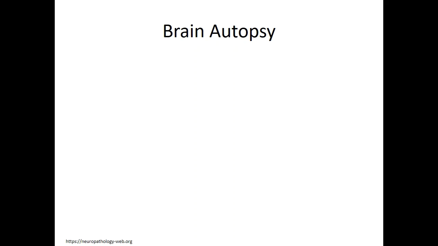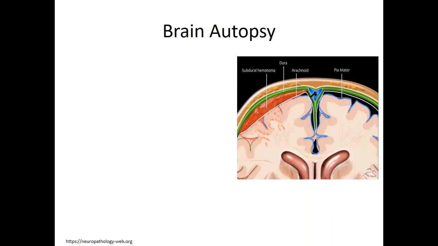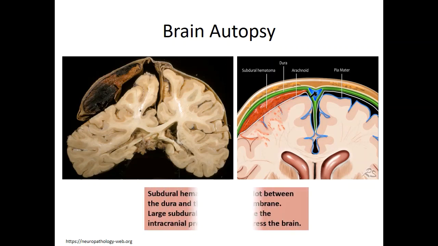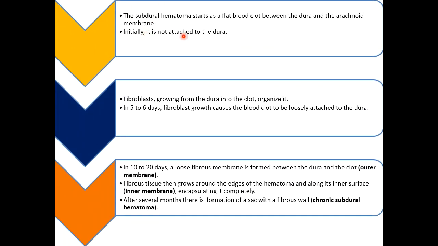Now, if we come to the brain autopsy findings, we find that this is a characteristic diagrammatic representation which shows that there is a hematoma in the subdural space pushing the dura to the periphery. This is the autopsy finding, also showing a characteristic subdural hematoma, okay, where the hematoma is just below the dura and pushes the dura to the periphery, right? Now, the subdural hematoma starts as a flat blood clot between the dura and the arachnoidal membrane.